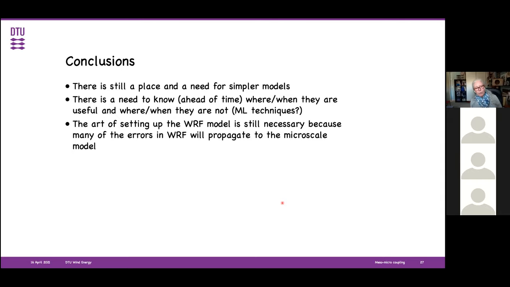And further, with my last slides: the art of setting up WRF is still hard to do. And for each case, you will learn something new. That's what I had for today.